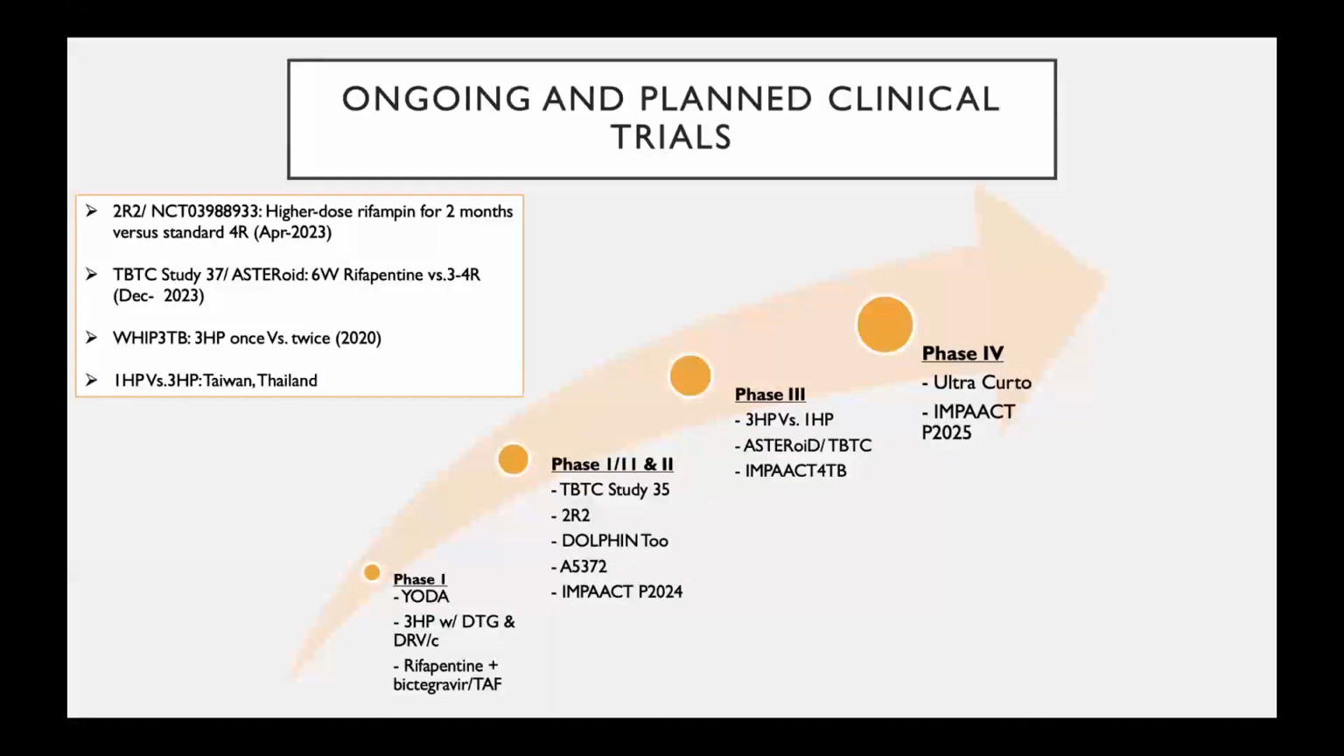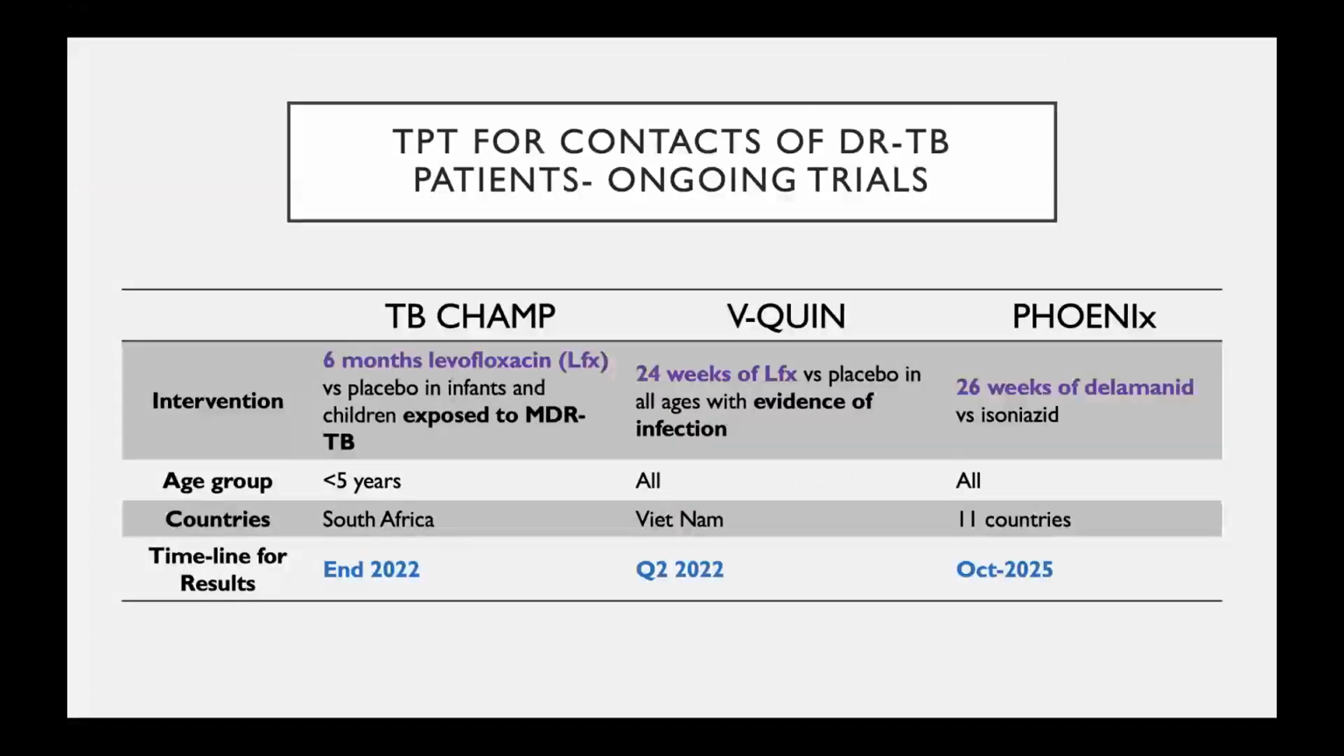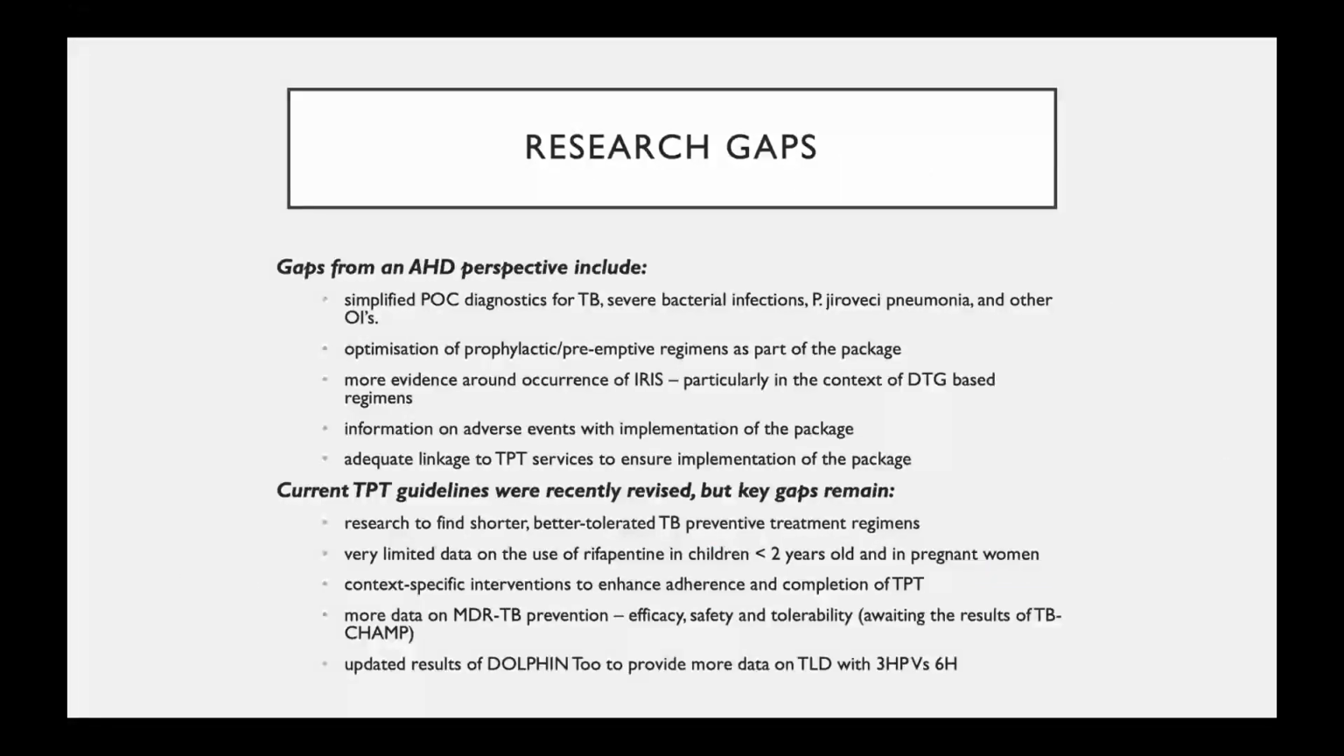One is the 2R2, that is the high dose rifampicin for 2 months versus standard 4R, the TBTC or ASTEROID study, which is the rifapentine versus 3 to 4R, and WIP3TB, of course, which we'll be hearing about, and then 1HP versus 3HP as well. And these are the ones that we're looking for in terms of drug-resistant TB, which includes TB CHAMP, VQUIN, and PHOENIX.